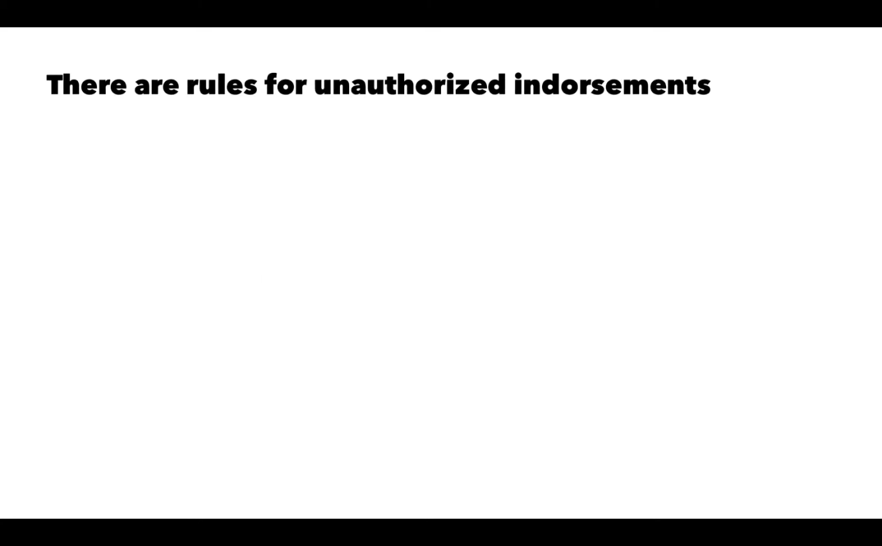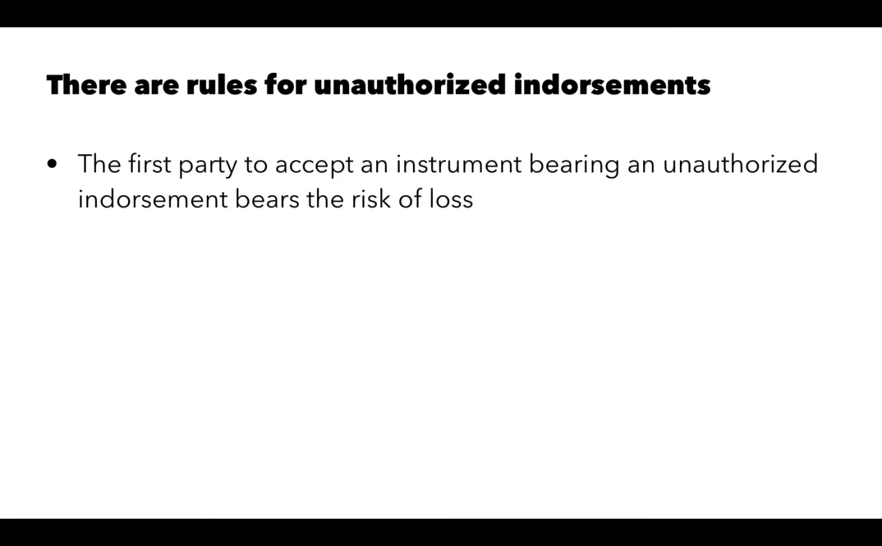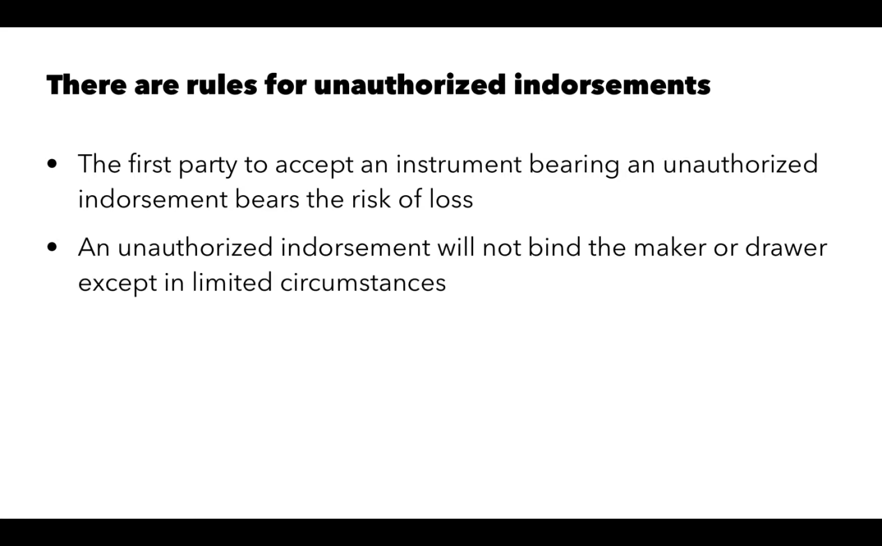Now, there are rules for unauthorized endorsements. Ordinarily, the first party to accept an instrument bearing an unauthorized endorsement bears the risk of loss. So say your note or your draft is endorsed with an unauthorized signature. The first party to accept that instrument then will bear the risk of loss of it not being paid. An unauthorized endorsement will not bind the maker or drawer except in very limited circumstances.